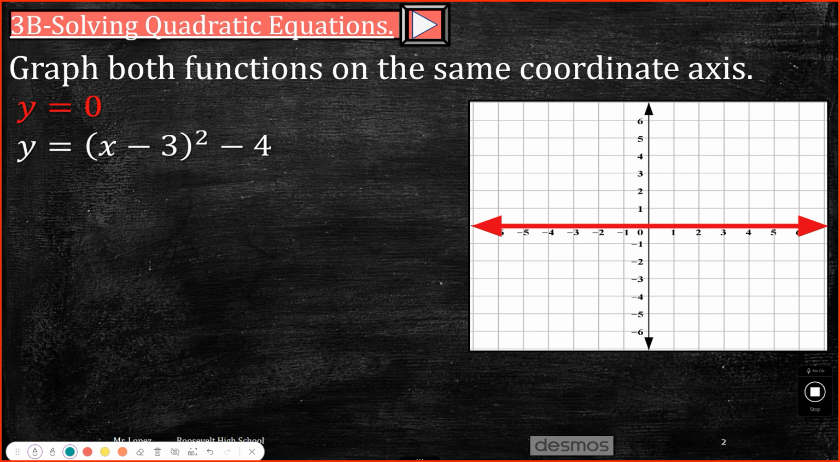Okay, so now we have y equals x minus 3 squared minus 4. That is a quadratic function that we've worked on for the last 3 weeks. So how do we graph this? We can find the vertex. So the vertex is x is 3 and y is negative 4. So the vertex is at 3, negative 4.